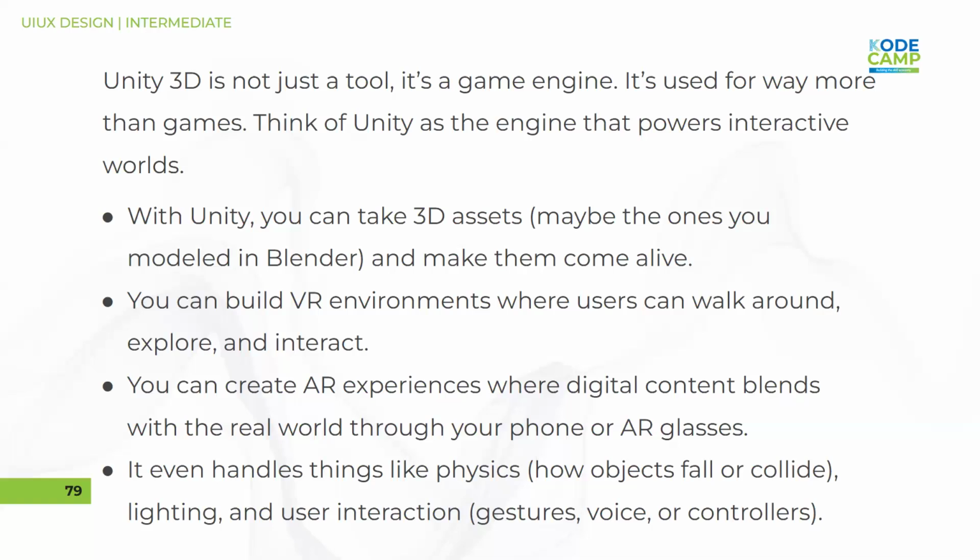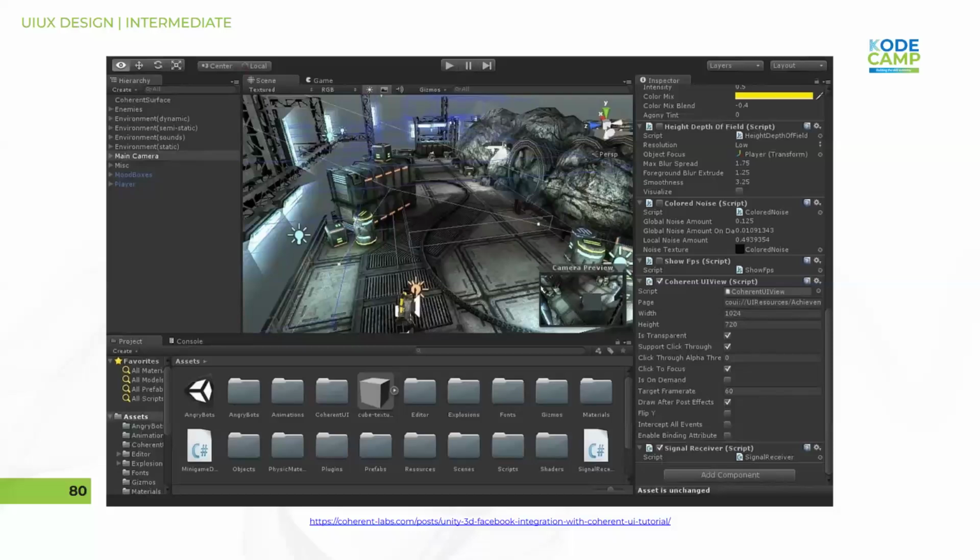And you can also create AR experiences where digital content blends with the real world through your phones or AR glasses. It can even handle things like physics, how objects fall or collide, or lighting, and how users interact, whether with hand gesture, voice, or controller. So this is how the Unity 3D interface looks.